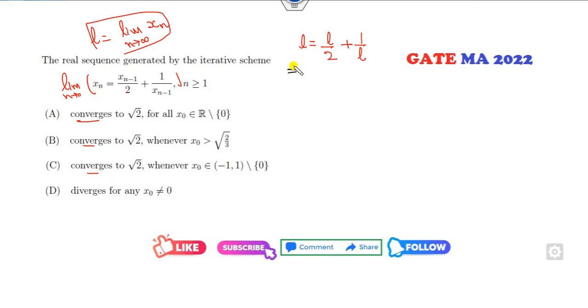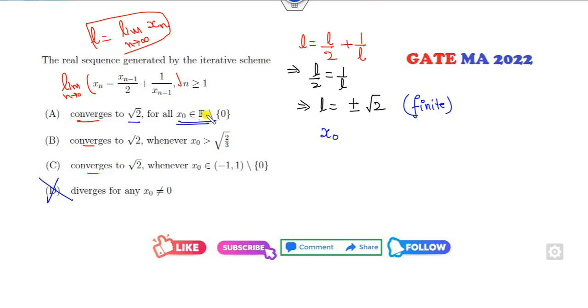So now L over 2 is 1 over L. So what is L? L is plus minus root 2. Now is it converging to plus root 2 or minus? We will see it. Since this is a finite limit, it means it is convergent. So this option is cancelled. Collection of all those x naught apart from the r and r minus 0. If I take x naught as minus 3, which is less than 0, then this sequence will converge to minus root 2, but he said plus root 2. So this option is cancelled out.